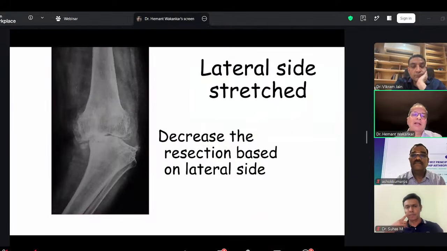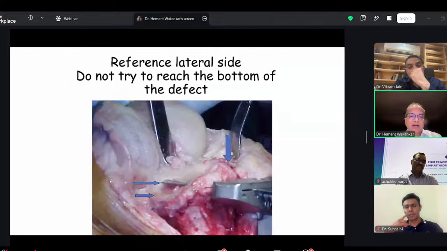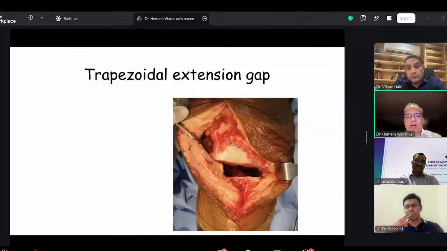Now, anytime I find a lateral stretch out or a subluxed knee like this, I'm going to decrease my resection based on the lateral side. And then I will typically end up coming out through the middle of the defect. I'm not going to be bothered about the defect. I'll be dealing with that later on. And that is how I always do it.